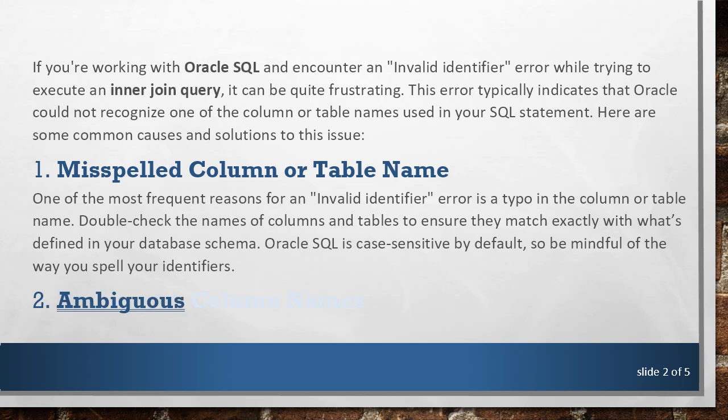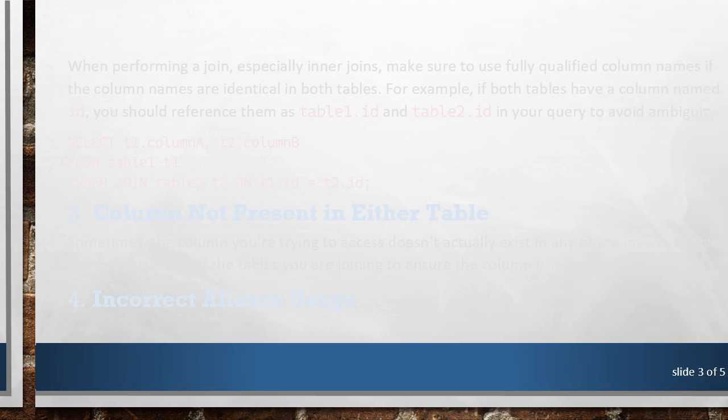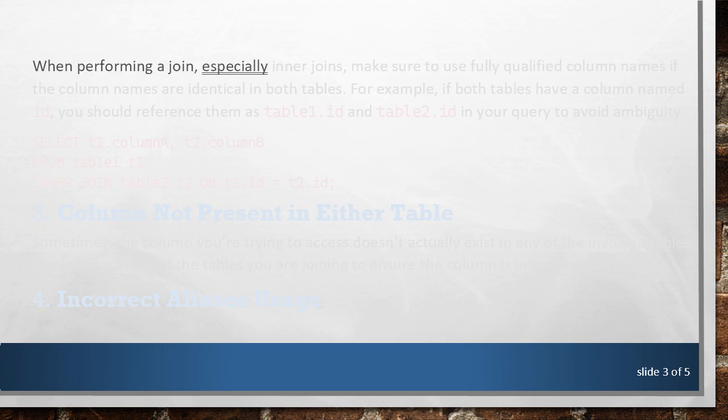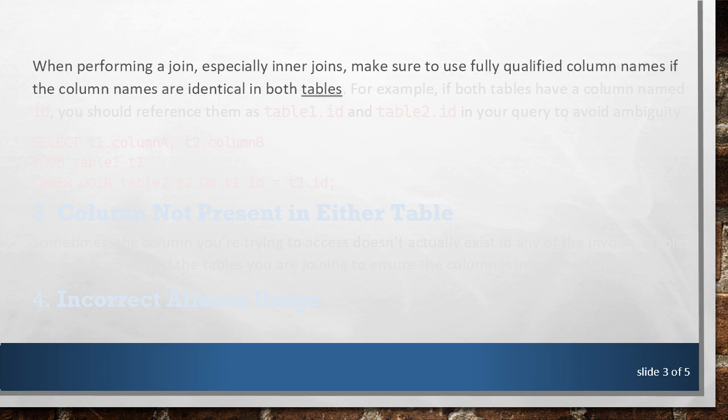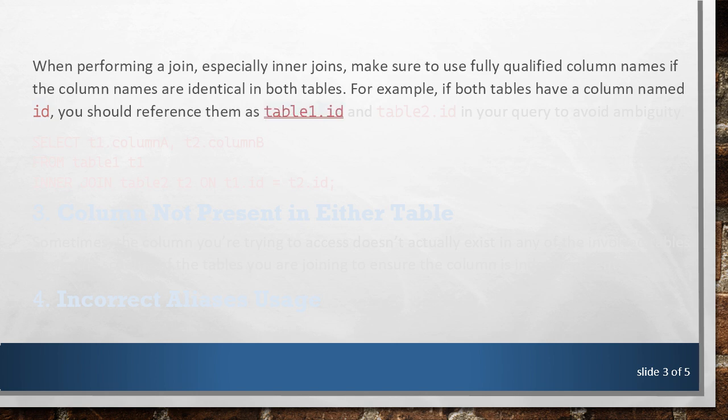2. Ambiguous column names. When performing a join, especially inner joins, make sure to use fully qualified column names if the column names are identical in both tables. For example, if both tables have a column named ID, you should reference them as table1.id and table2.id in your query to avoid ambiguity.